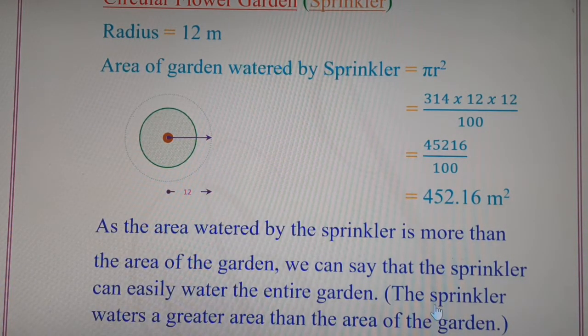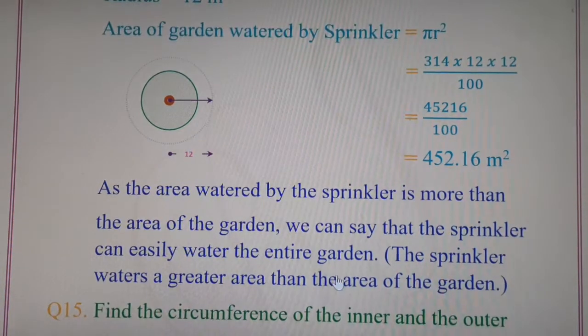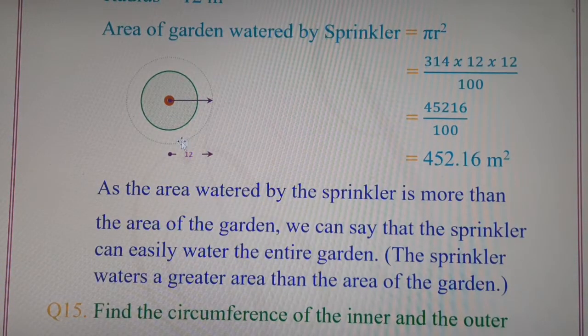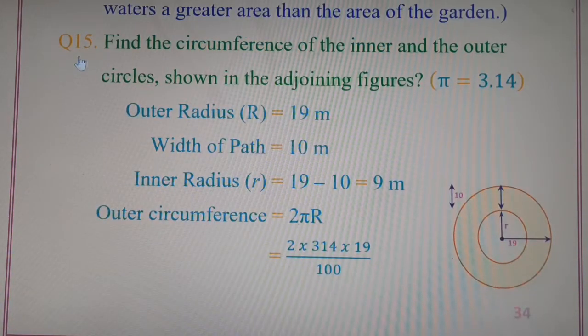In fact, the sprinkler waters a greater area than the area of the garden. In fact, the sprinkler can water even outside the garden up to a certain distance. So, the sprinkler can easily water the entire garden. Let's go to the 15th sum.